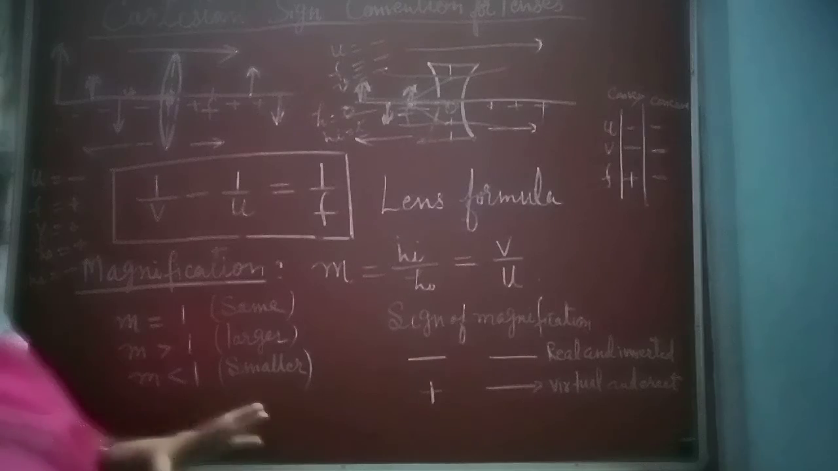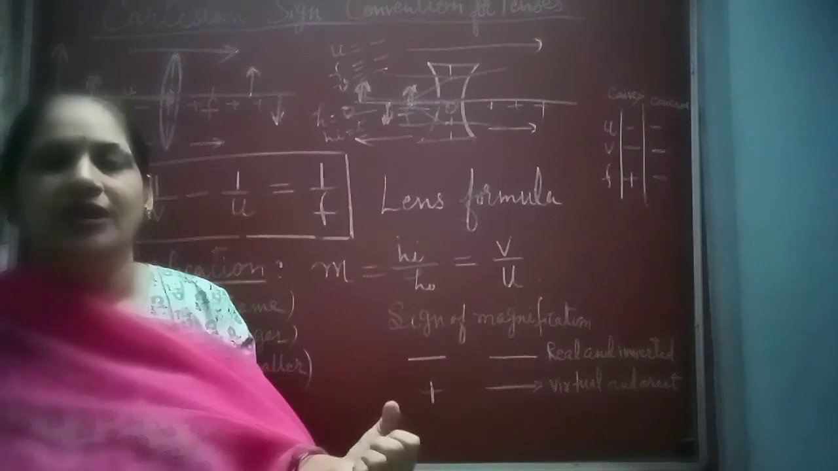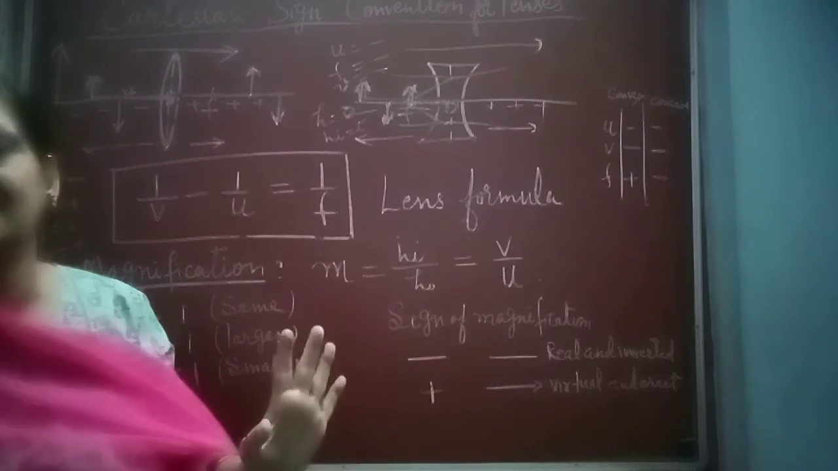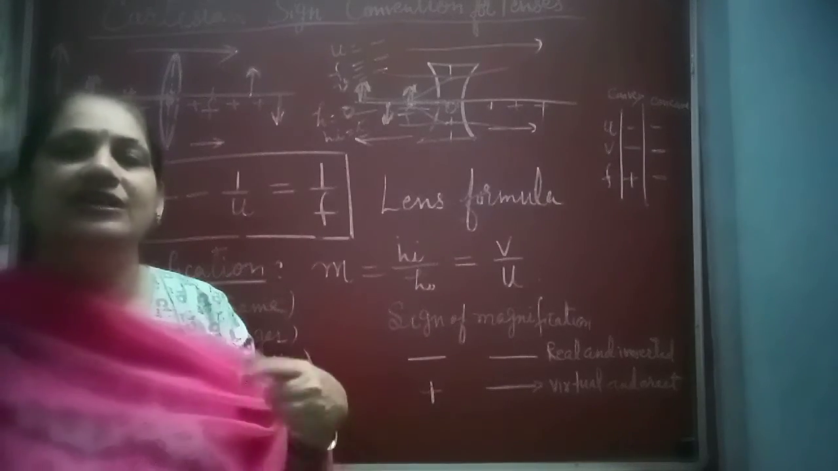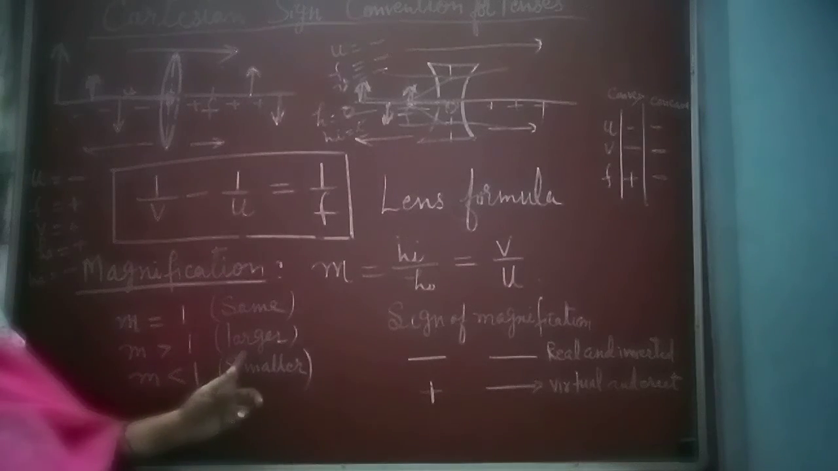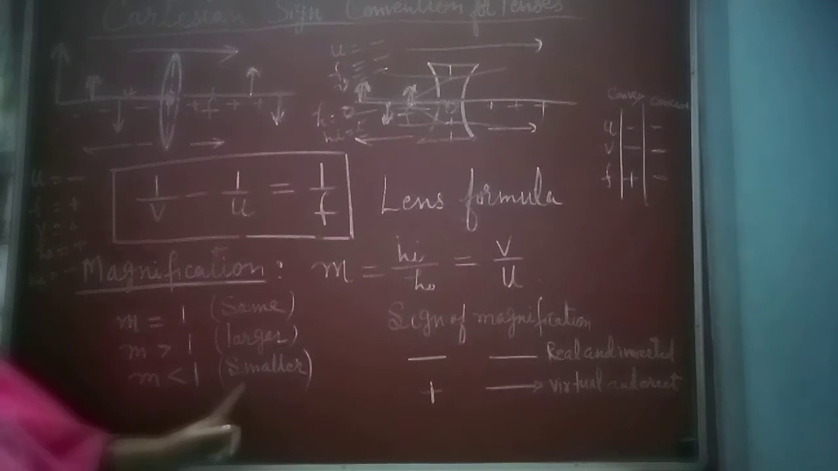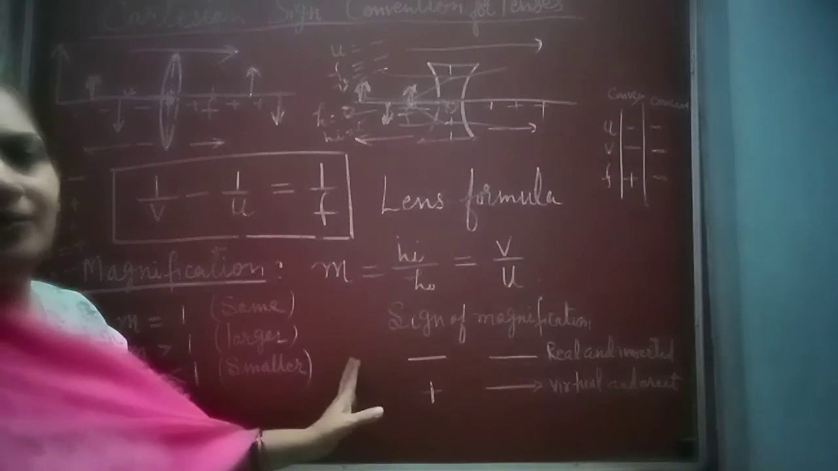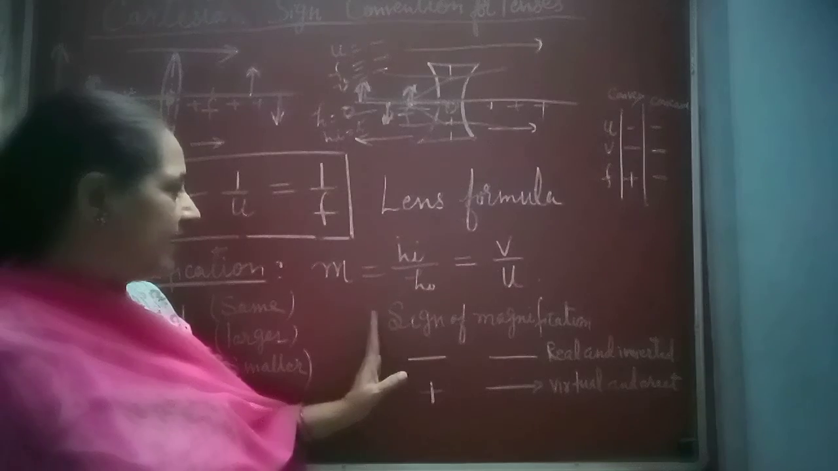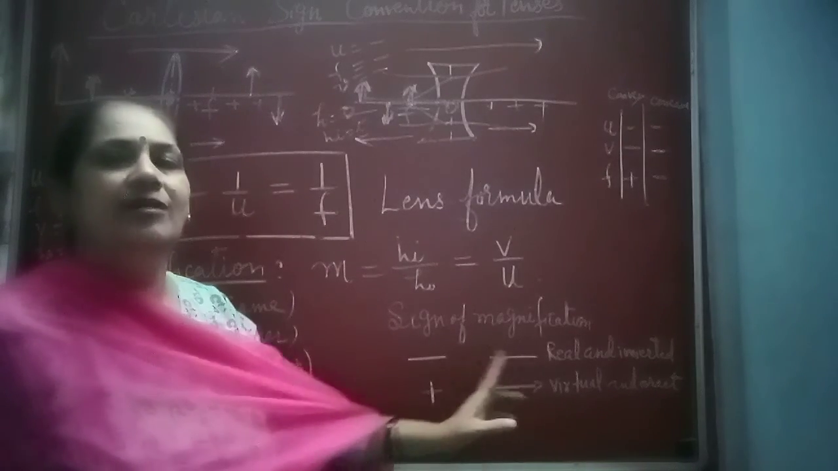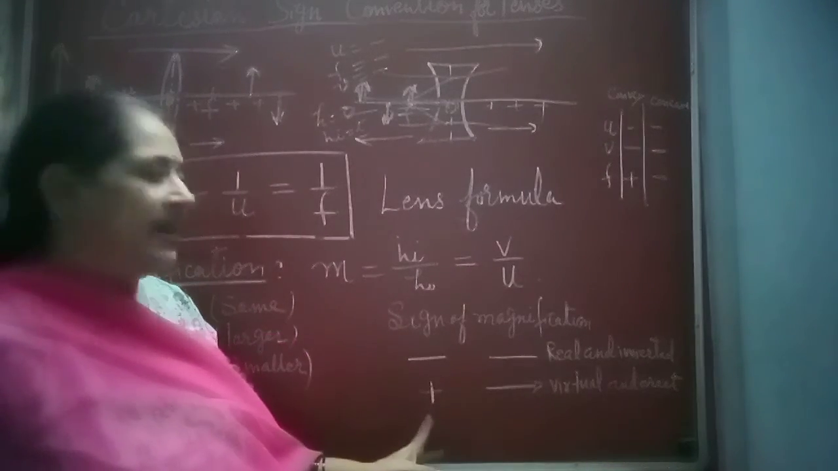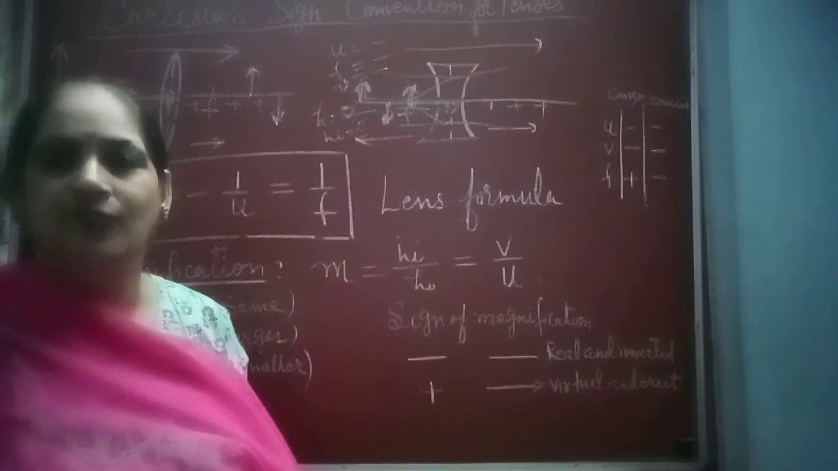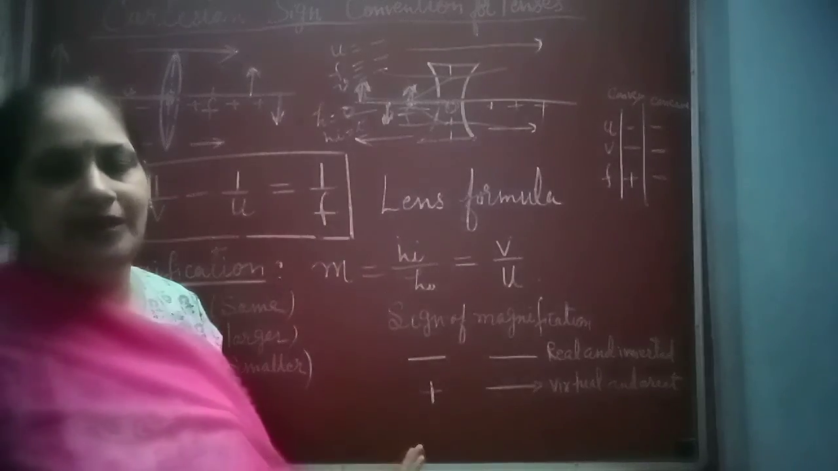Now magnification tells us many things about the image. If magnification is equal to 1, then the image is the same size as the object. If magnification is greater than 1, then the image is larger, and if it is smaller than 1, then the image will be smaller than the object. And the sign of the magnification also tells us many things. If magnification comes out to be negative, the image is real and inverted, and if magnification comes out to be positive, a virtual and erect image is formed. So this will help you to solve numerical problems.